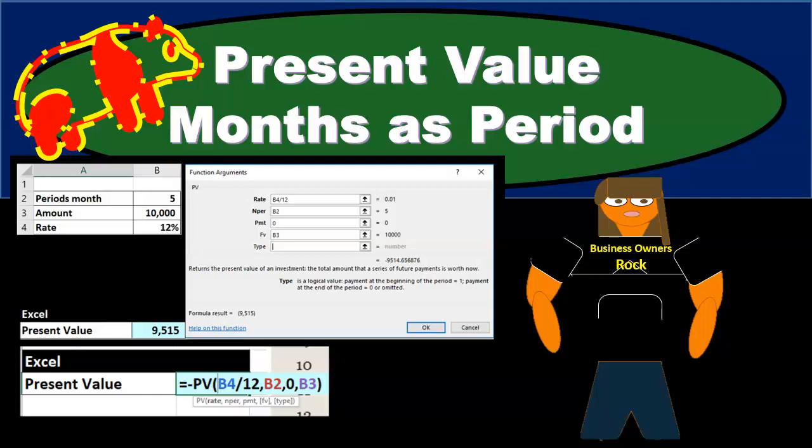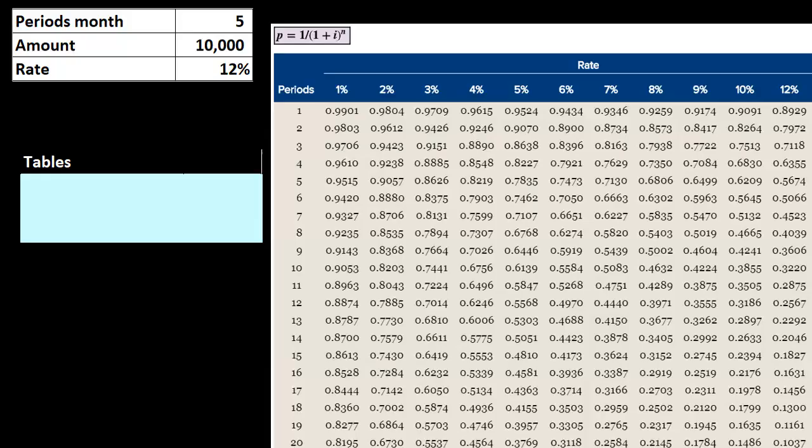In this presentation, we will take a look at the present value of a single sum using months as the period as opposed to years as the period. This is going to be our information up top. We have the number of periods, which will be 5. This time, however, in terms of months rather than years as those 5 periods. We have the amount, 10,000. We have the rate, 12%.